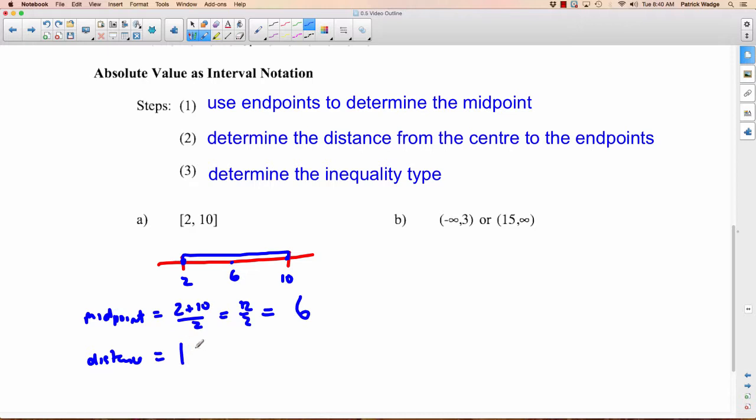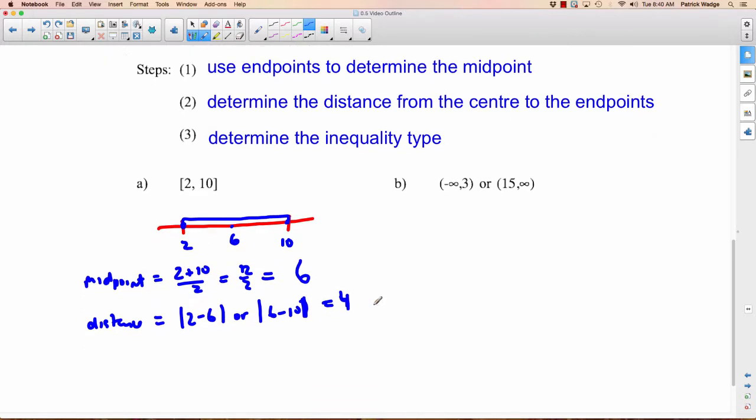You can do the absolute value of 2 minus 6, or you could do the absolute value of 6 minus 2, or you could do 6 minus 10, absolute value, sorry, or you could do the absolute value of 10 minus 6. Whichever way you do that, you get 4, right? 2 minus 6 is negative 4, absolute value of negative 4 is 4. Either way you do it, you get 4.